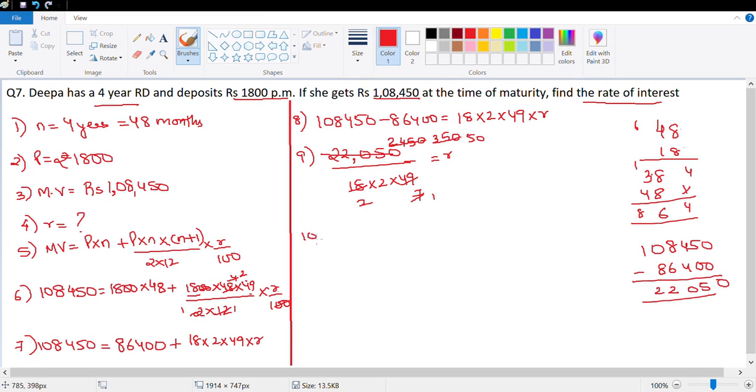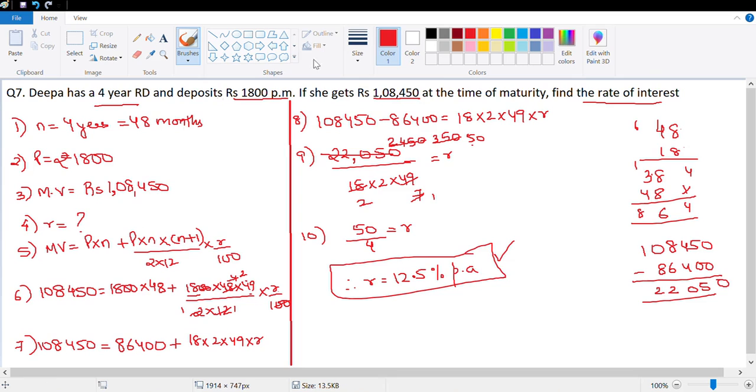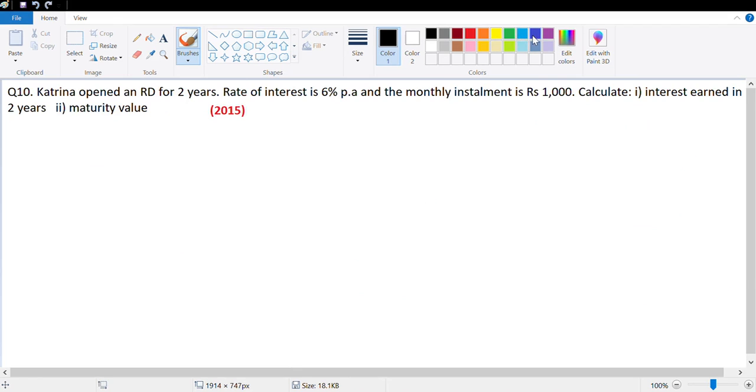What we have is 50 upon 2 into 2. That's 4 is equal to R. Let me reconfirm. Yes, in the numerator I have 50 remaining. In the denominator 4. Therefore, R is equal to 12.5% per annum. Good, very interesting question, but a lot of calculations. Good, that brings me to the last homework question that we have, which is question number 10.